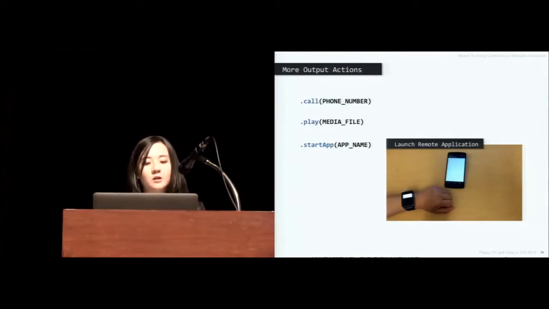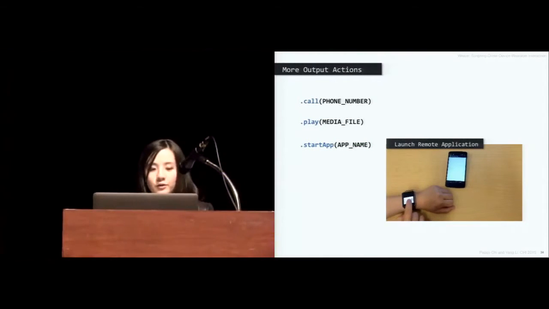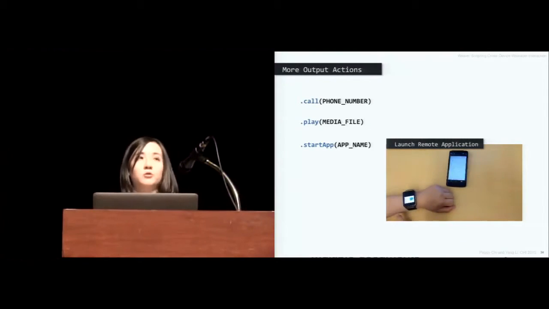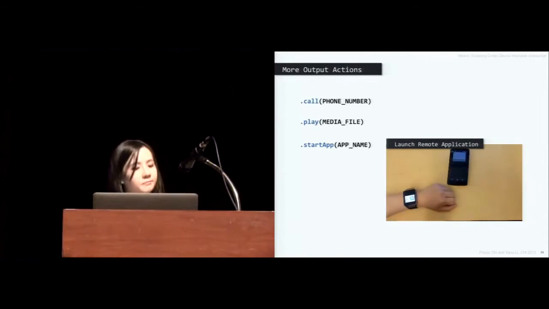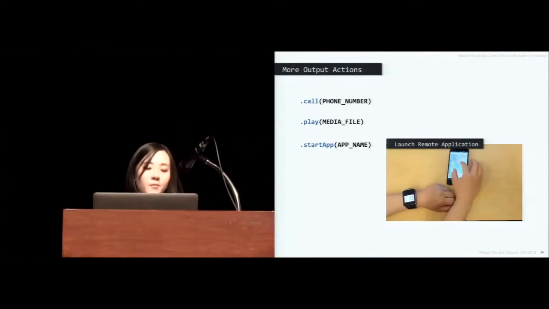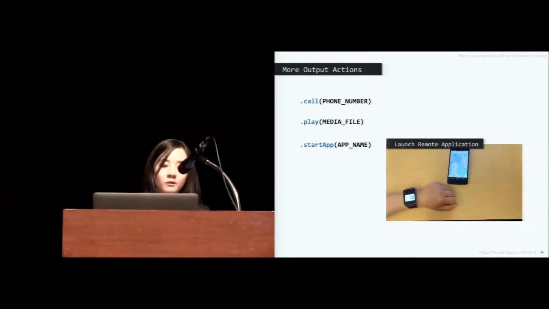Weave provides more output actions beyond visual content, including making phone calls, playing a media file, or invoking native apps. Here, for example, the remote control triggers an application on the phone. However, this involves a user tap event on this smartwatch.